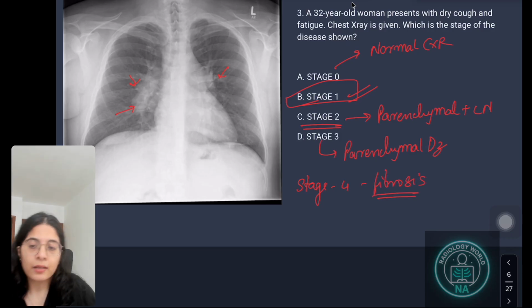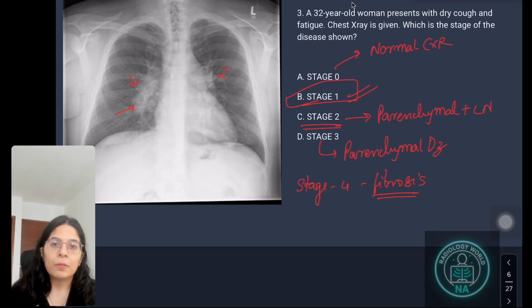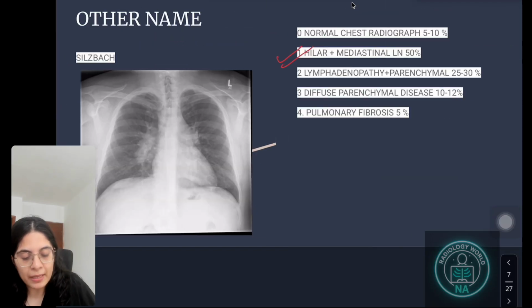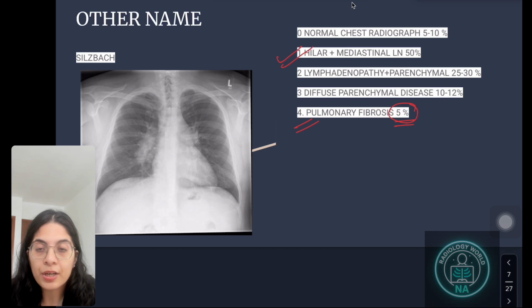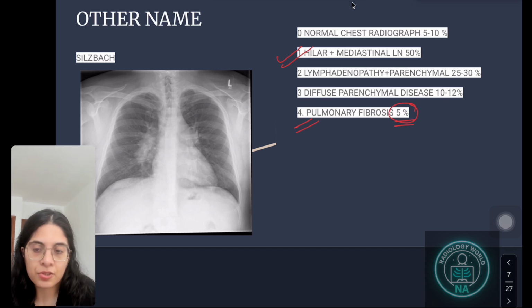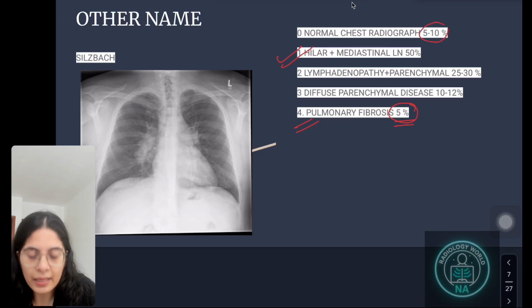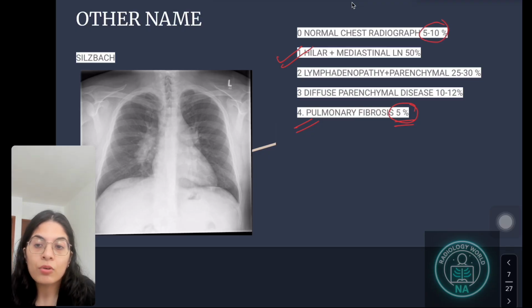Remember that for stage 4 fibrosis, not all patients go into fibrosis. Only 5% of the patients will go into fibrosis. I have included these percentages, which show what percentage of people present with these stages. A normal chest x-ray is only 5 to 10%. Hilar and mediastinal lymphadenopathy is around 50%. Whereas stage 2, which is lymphadenopathy plus parenchymal disease, is 25 to 30%. And diffuse parenchymal disease is not that common, it is only 10 to 12%.